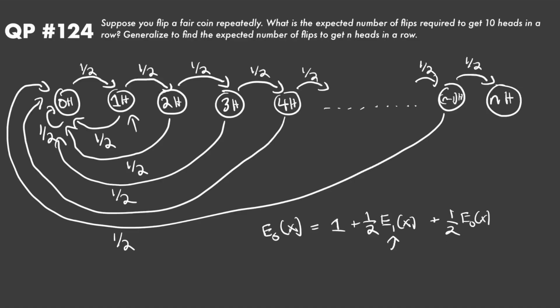So now let's calculate e sub 1 of x. From the state where I have 1 heads in a row, I'm going to flip my coin again.